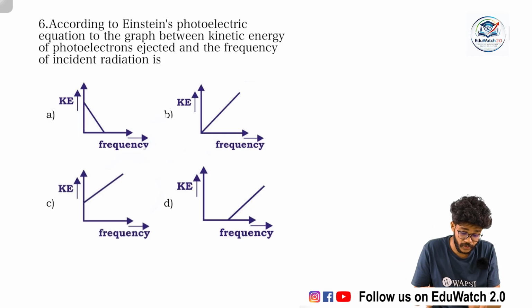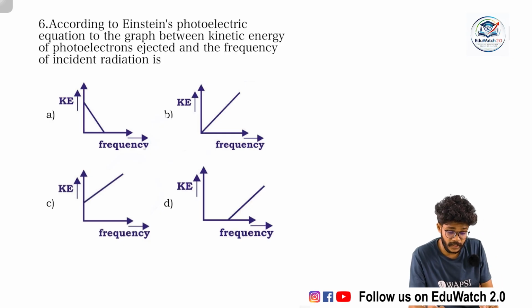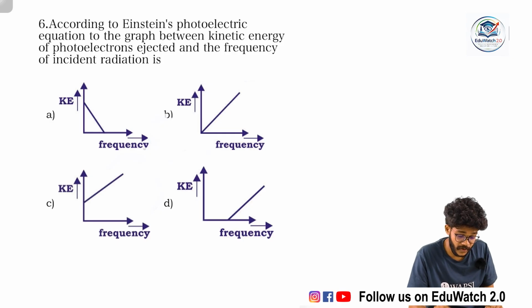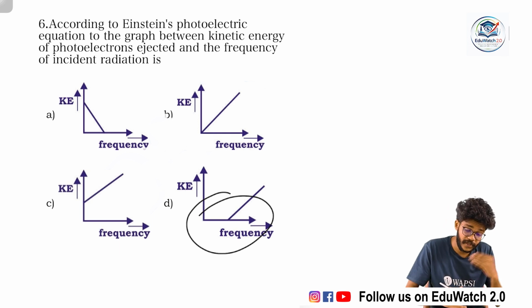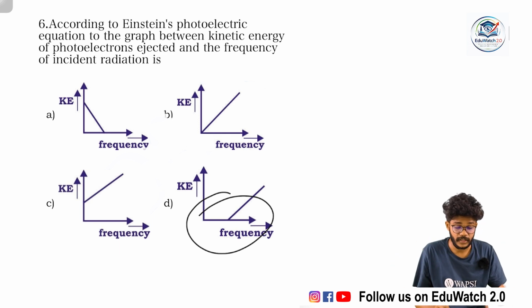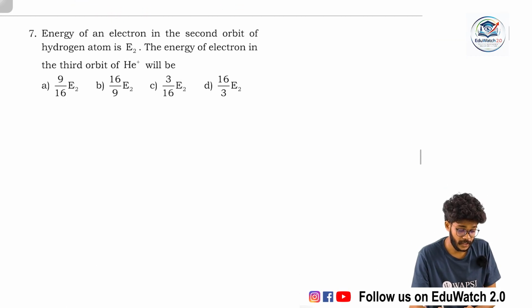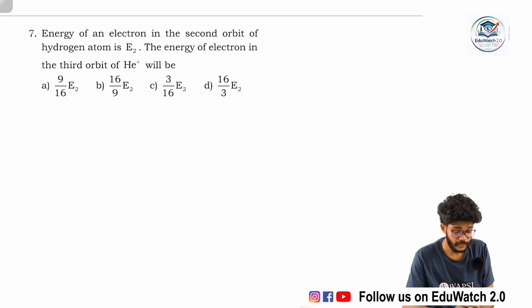So look at these graphs. A minimum energy means a minimum frequency. Minimum frequency is shown in which graph? Option D, minimum. Then after that, increasing the frequency, the kinetic energy will increase. So option D is the correct one. So we can move to the 7th question.